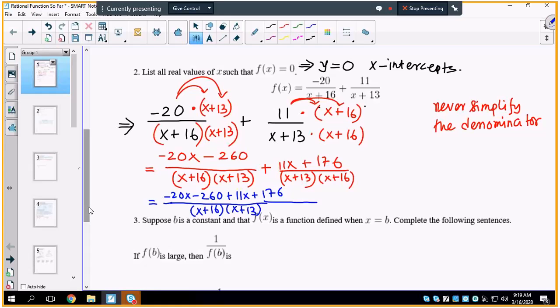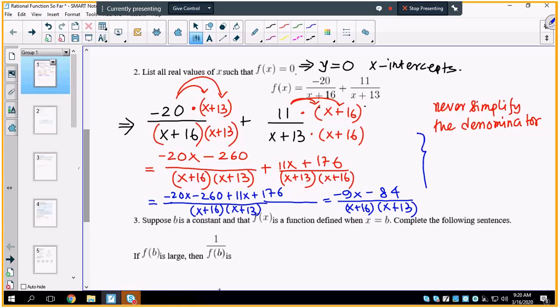So negative 20x plus 11x is going to be minus 9x. These are the similar terms. And then you have minus 260 and 176. And when I combine them, I get negative 84, all over x plus 16 times x plus 13. And I don't have to follow any particular pattern when I'm writing these factors. I can say x plus 16 times x plus 13, or I can say x plus 13 over x plus 16. In your problem, they don't contribute anything.